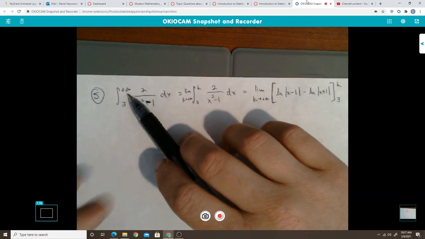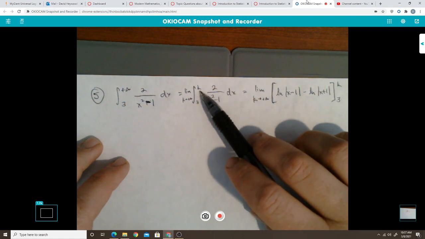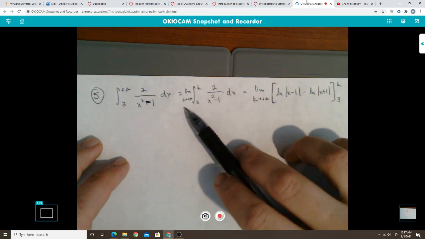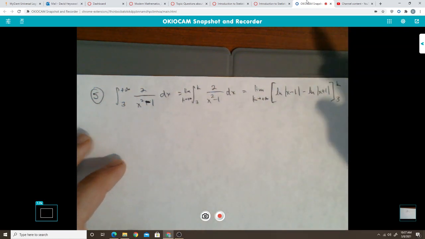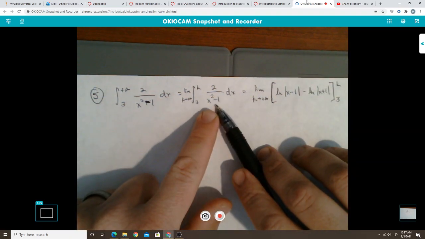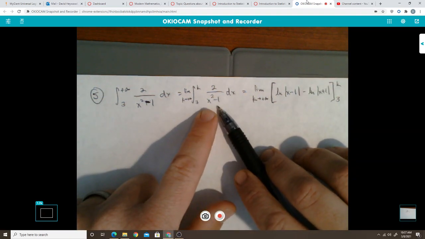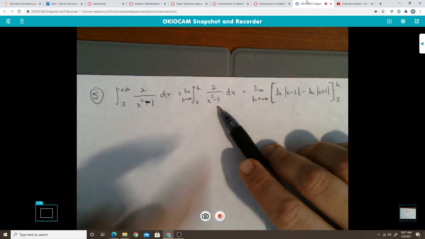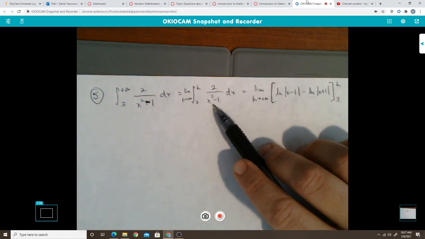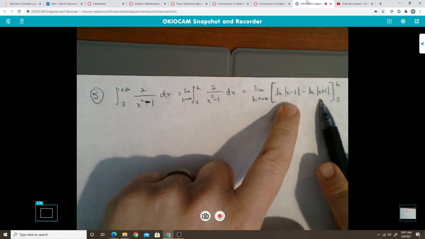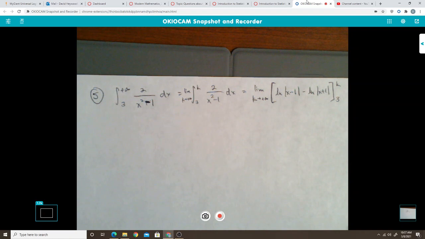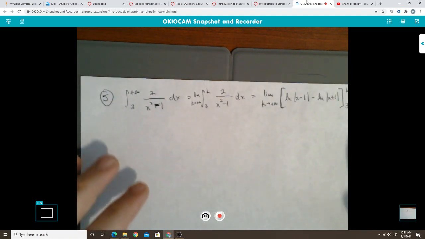So we take care of that by letting that upper limit be k, and then taking the limit as k goes to infinity. Now, as far as integrating this thing is concerned, I used partial fractions, right? So I wrote this denominator as x plus 1 times x minus 1, and then used partial fractions to solve it. This is what you end up with when you do that. Okay? So now let's take the limit of this thing.